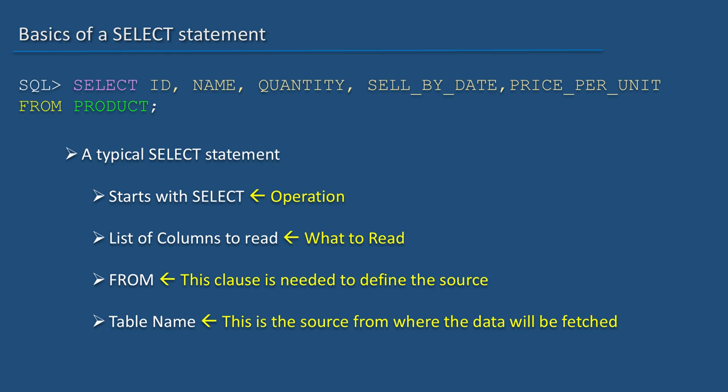So a typical select statement starts with select, which represents the operation that we are going to perform. And that operation is to read or fetch or select the data. Then it contains the list of columns to read. This specifies what we want to read. It is then followed by a from clause. This indicates from where we are going to read. This is followed by the table name that we are going to read.